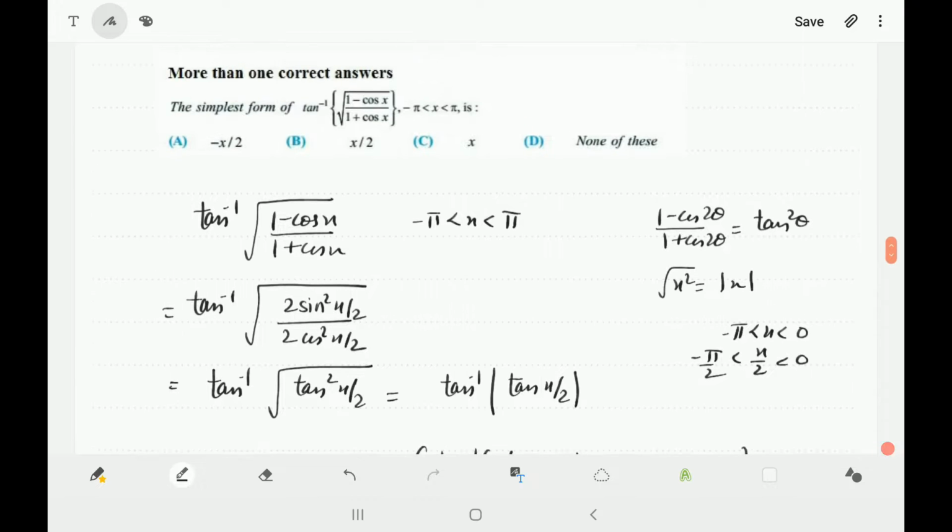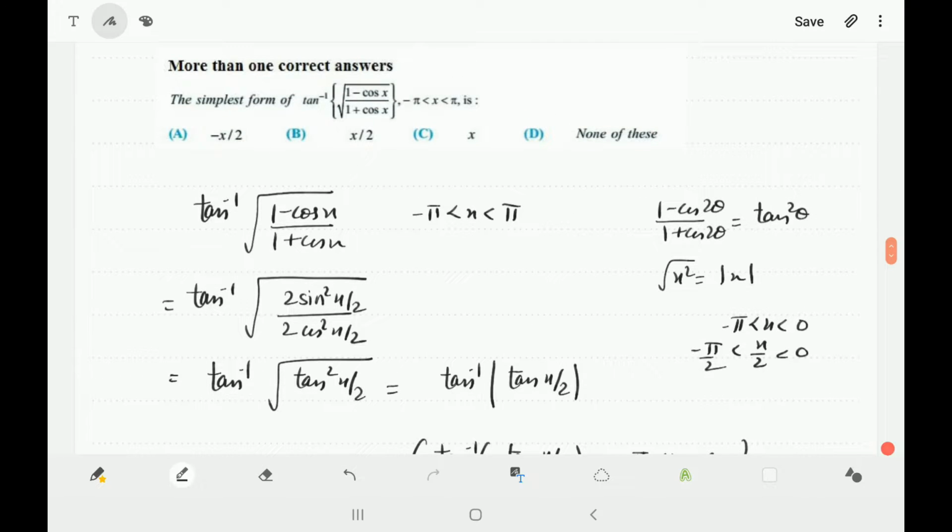So let's see the options. Because intervals are not given, the answer for this problem will be A and B. We already know that the A part will be for x from minus pi to 0, and the B part will be for x from 0 to pi. 0 you can include in both the intervals. So because more than one correct answer is given, A comma B will be the answer of this problem.